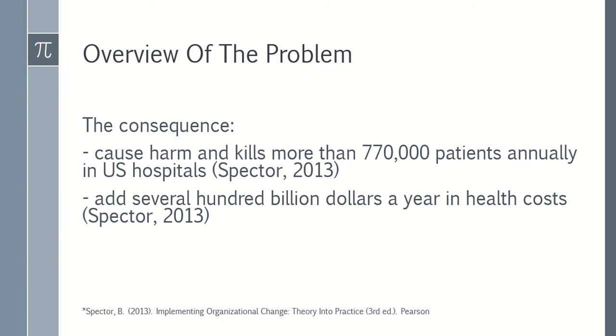Now, the consequence of those problems is that it caused harm, and in general, there are a lot of errors in hospitals in the US, and that leads to harms and kills more than 770,000 patients annually in US hospitals. It also adds several $100 billion a year in health costs. So as we can see, this is not only on a human side a huge problem, but it's also a huge problem in terms of finances.